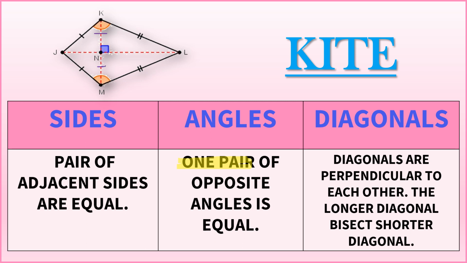That means KN will be equal to NM, but JN will not be equal to NL, because in a kite the longer diagonal bisects the shorter diagonal. So KN is equal to NM.